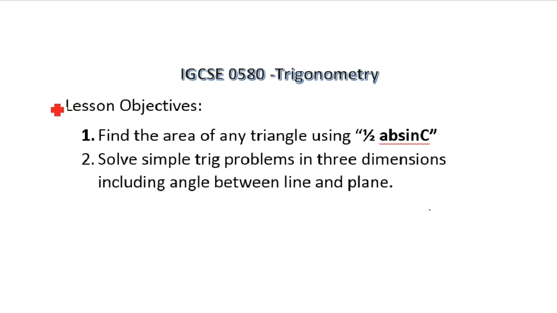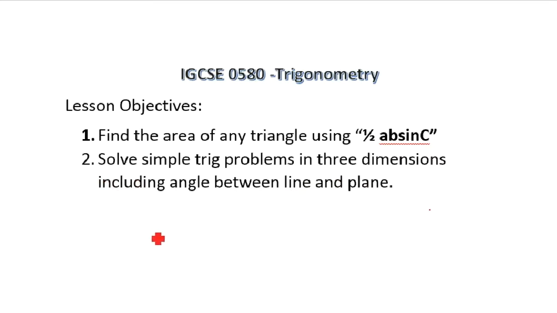This is Samuel J. Naligala teaching IGCSE Mathematics with code number 0580, and today's topic is from trigonometry. Our lesson objectives are: number 1, find the area of any triangle using half ab sine C, and number 2, solve simple trigonometric problems in 3 dimensions including angle between line and plane.